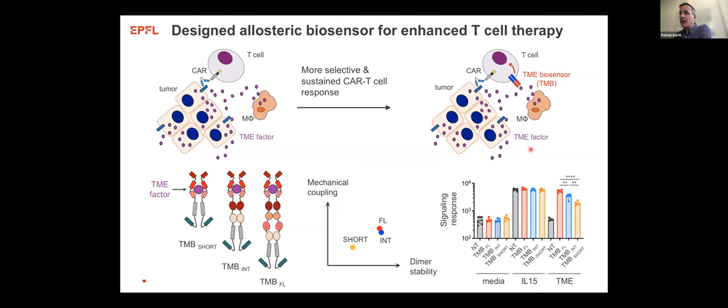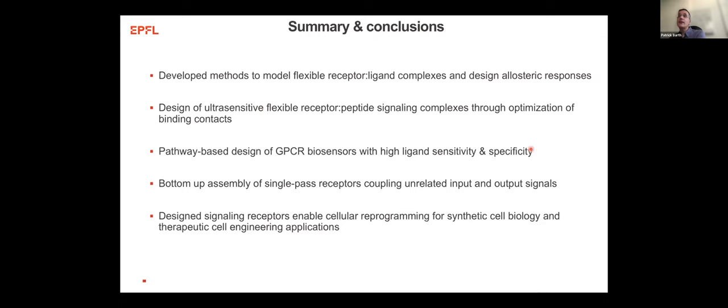So I would like to finish here and just conclude. I showed you evidence that we develop methods to model flexible receptor-ligand complexes, but also start to modulate adversarial responses of these receptors. Using these techniques, we've been able to design ultra-sensitive flexible receptor-peptide complexes through optimization of binding contacts in the binding pocket. We also showed that, in proof of concept, we've been able to modulate the way GPCRs sense and respond to particular ligands through the redesign of pathways in these structures.